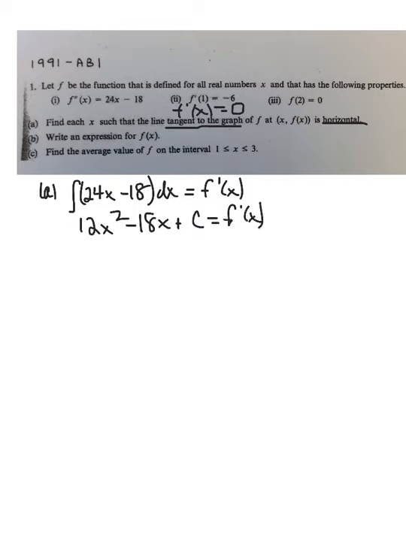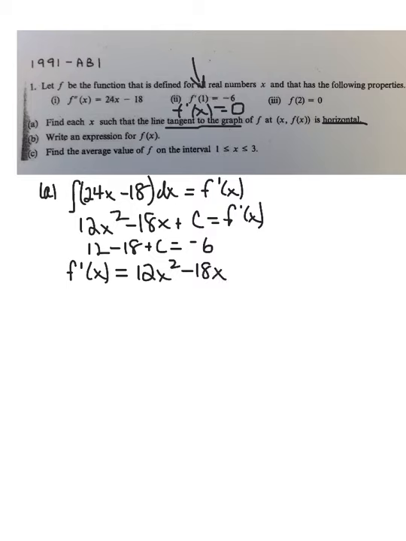Okay, then from there, we're going to plug in the condition that they gave us for the first derivative, which is that we can plug in 1 for x, which would give me 12 minus 18, plus c, and we would be setting that equal to negative 6. So that means that c is going to be 0. So then my derivative is going to be 12x squared minus 18x.